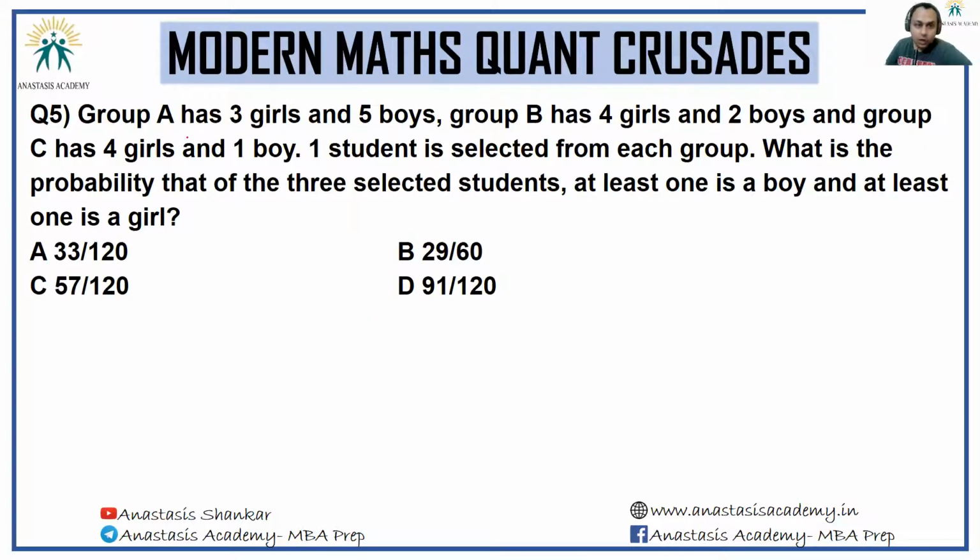Next, a group has 3 girls and 5 boys. Group A has 3 girls and 5 boys. Group B has 4 girls and 2 boys. And group C has 4 girls and 1 boy. One student is selected from each group.